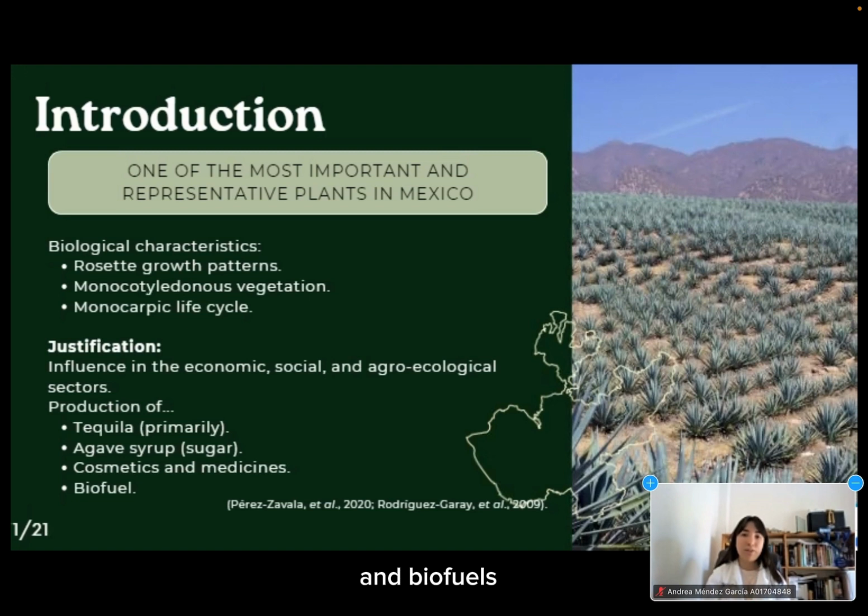However, although not very representative, other products have been produced from this plant, such as sugar, cosmetics, medicine, and biofuels. Regarding the main biological characteristics of this plant, its leaves grow in a rosette pattern, their seeds are classified as monocots, and they die after seed production. They also produce an important amount of metabolites.